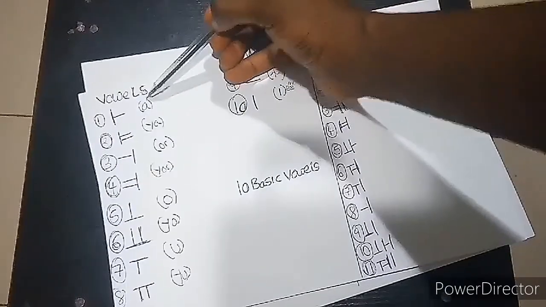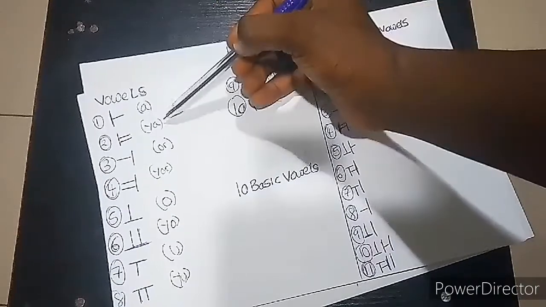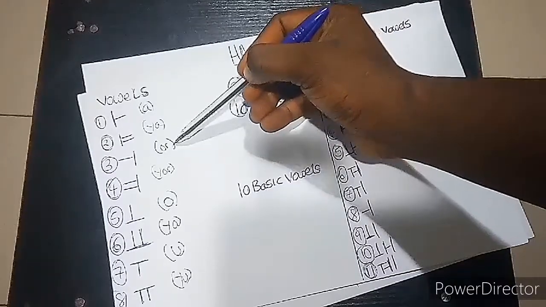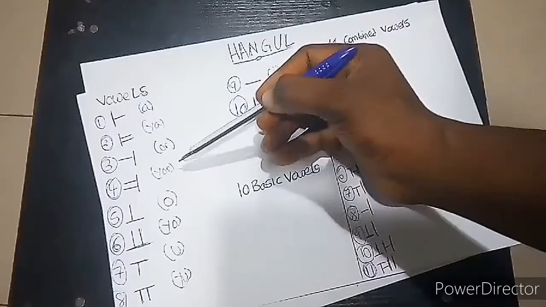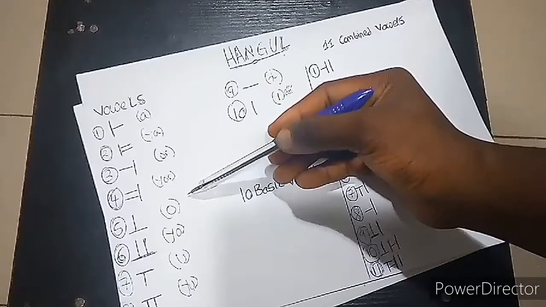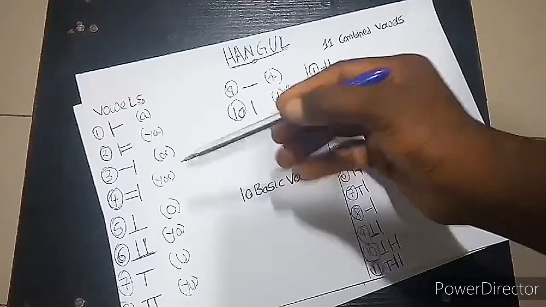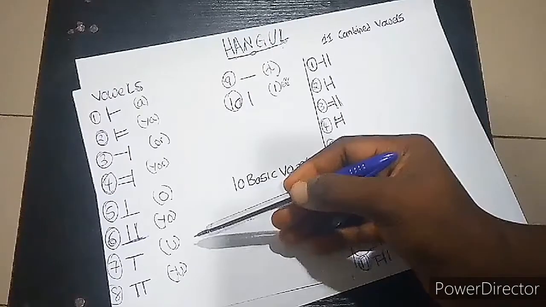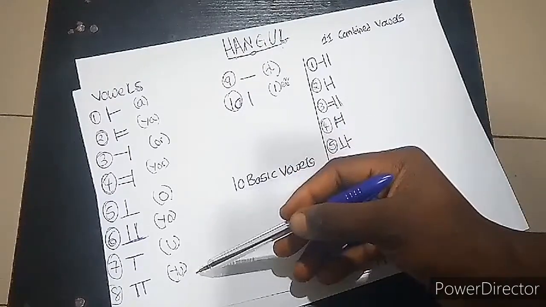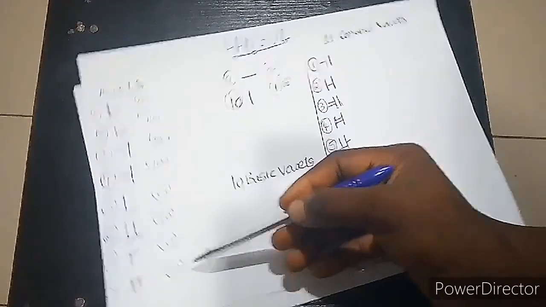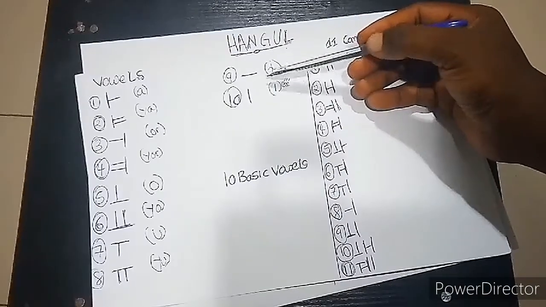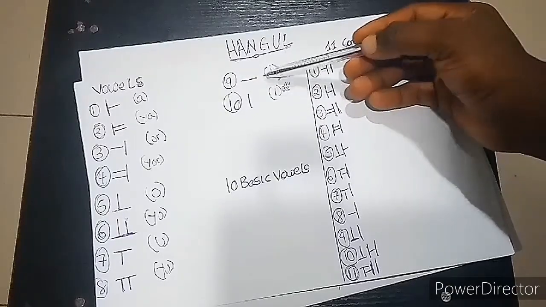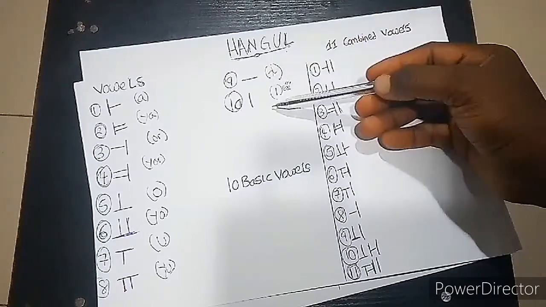So I'll take it again. This is A. Ya. O. Yo. U. You. Here you are biting your teeth together. Your teeth are touching each other, and you are pronouncing it. And the final one is E.